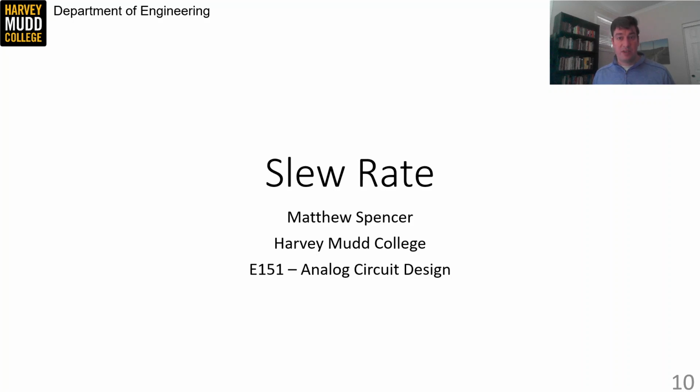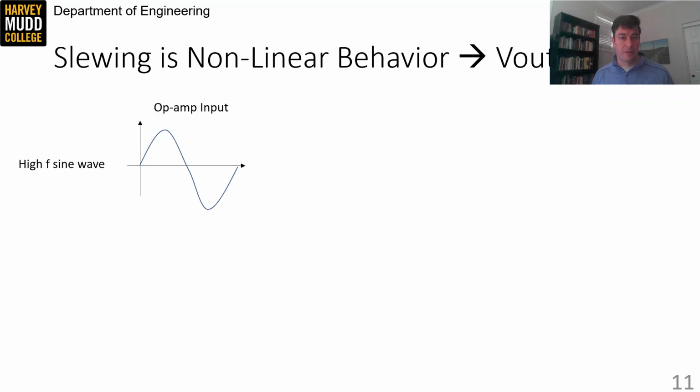In this video, we're going to talk about a nonlinear behavior in op-amps called slewing, which creates an important op-amp specification called slew rate. This is a deviation from our usual practice of confining our discussion to strictly linear approximations. We're going to start describing this slewing behavior by imagining that we've configured an op-amp for unity gain and we're putting a high-frequency sine wave into our unity gain buffer input.